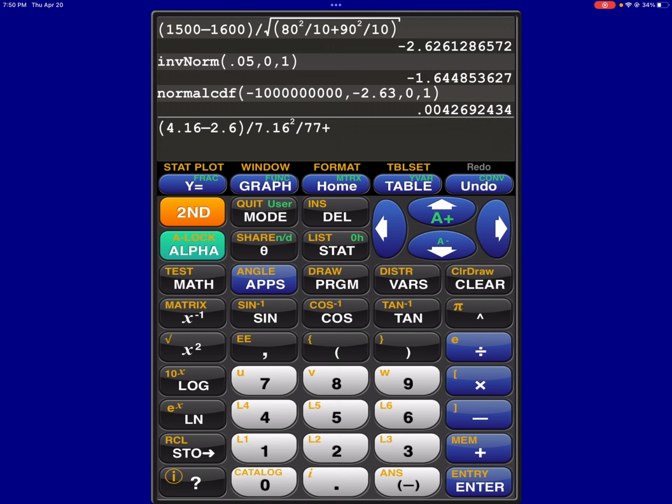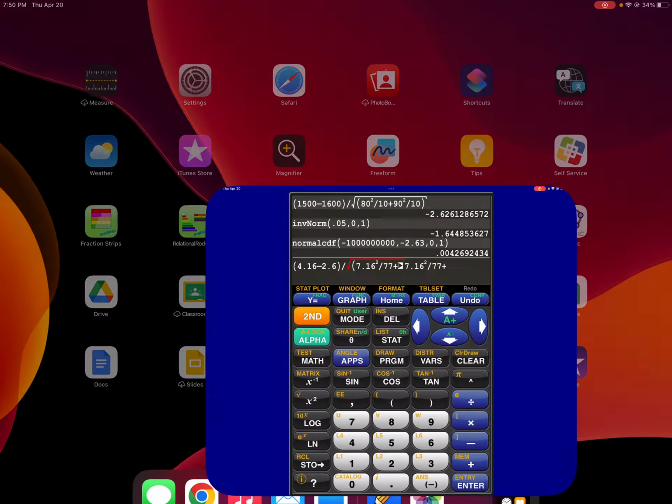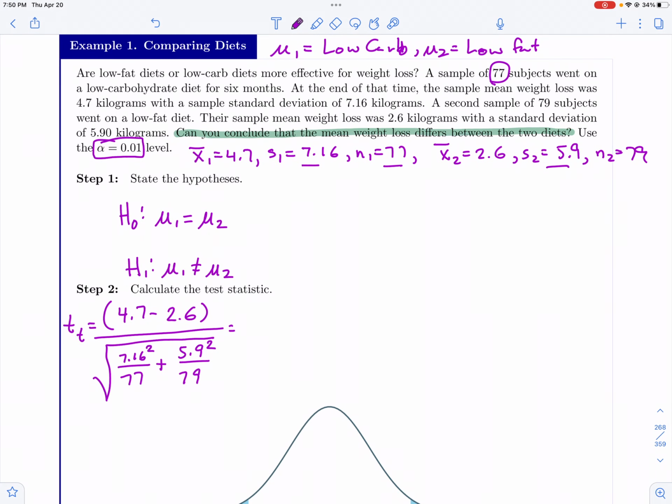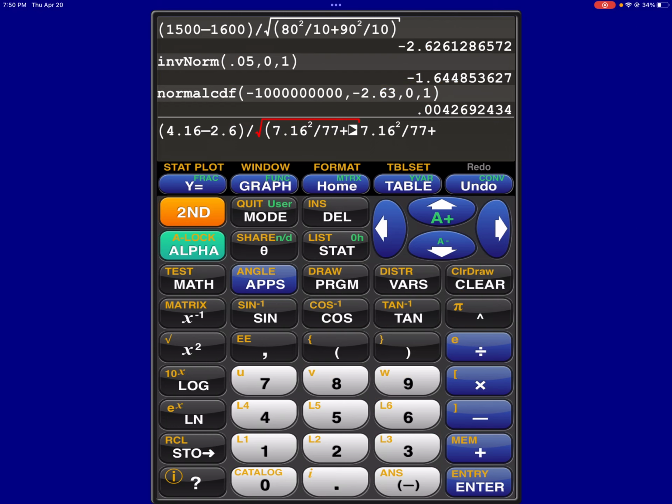Oh man, this thing's just being contrary. Hold on. I guess I'll retype it. There, divided by 77 plus, let's take a look here. Was it, oops, 5.9 squared, all divided by 79. 5.9 squared divided by 79. All right, so let's delete all this stuff, and I think hopefully I got it right.